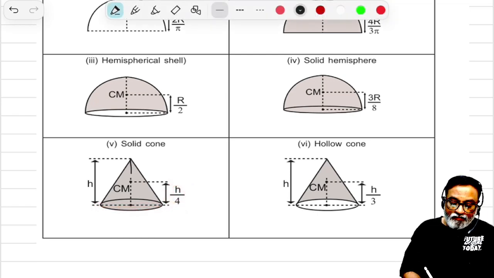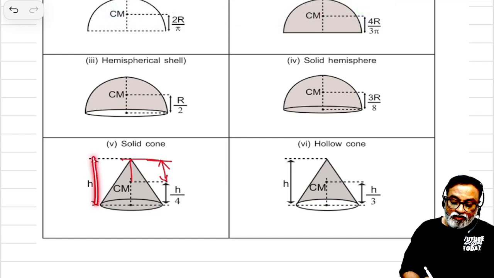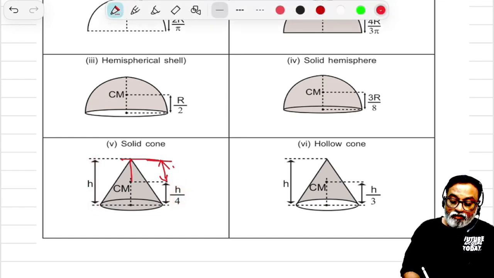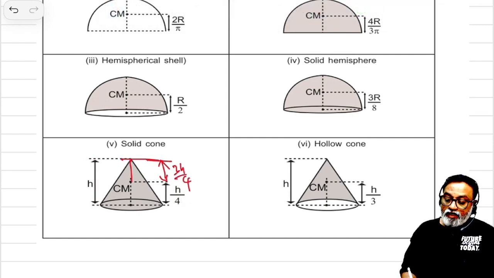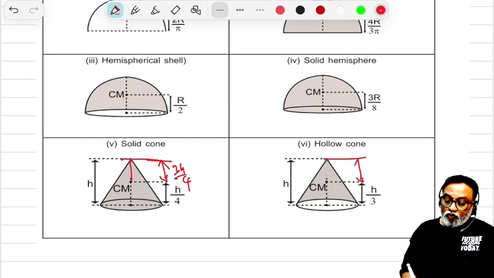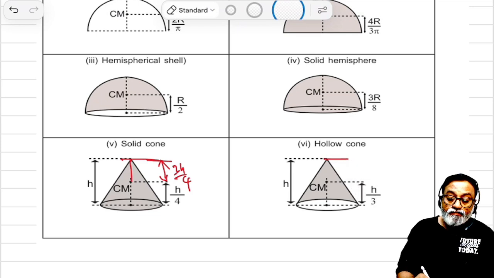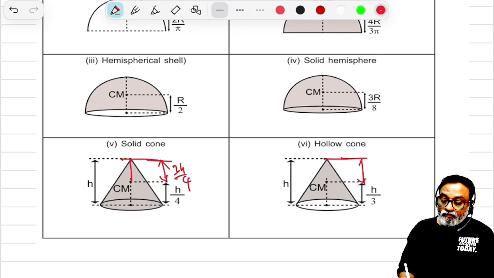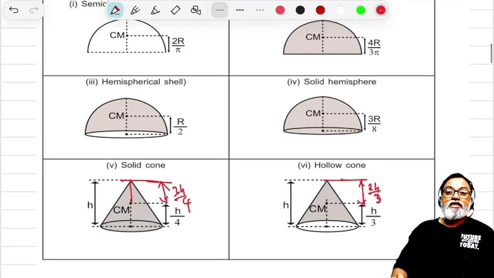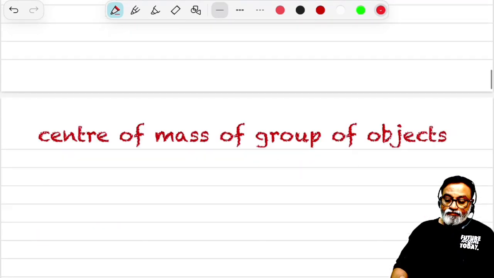So some problems may ask from the vertex also. So here, from the vertex, total height h minus h by 4, this is 3h by 4. Like this, hollow cone, here it is h by 3. And from the vertex, total height h minus h by 3, that is 3h by 3, so 2h by 3. This is 2h by 3. These are the centers of mass of some rigid bodies.